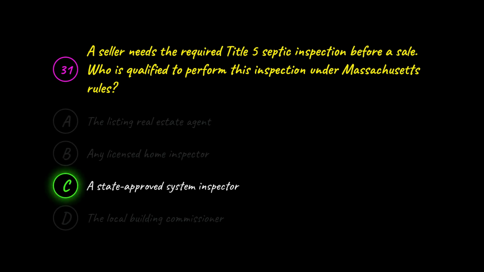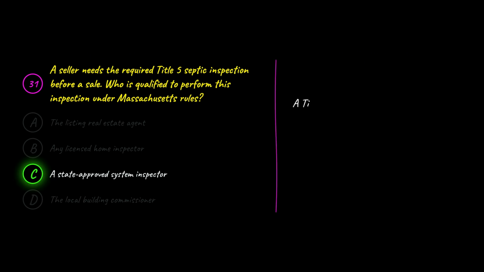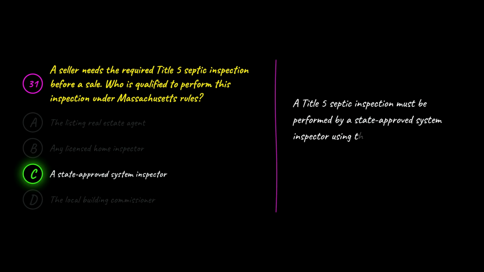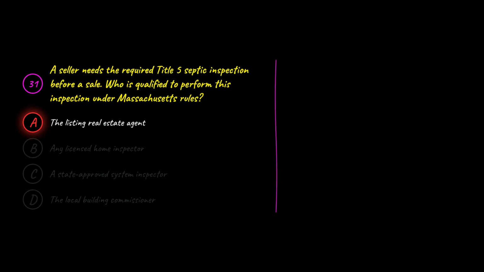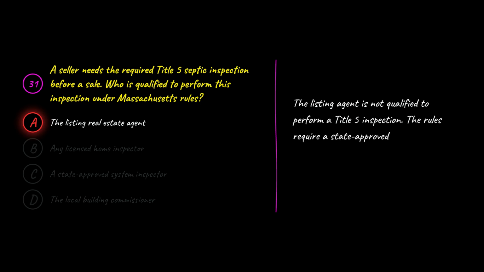The correct answer is C. A state-approved system inspector. C is correct because a Title V septic inspection must be performed by a state-approved system inspector using the official form. A general home inspector or the listing agent is not qualified to conduct the specialized inspection of the septic system. A is wrong because the listing agent is not qualified to perform a Title V inspection. The rules require a state-approved system inspector, so the agent cannot stand in for that specialized professional.